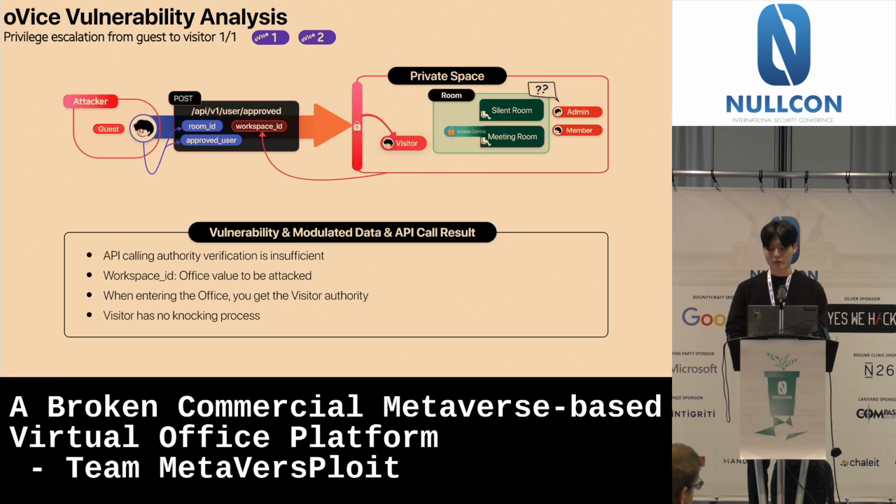The following is a vulnerability for privilege escalation from guest to visitor. The root cause of the vulnerability is the lack of verification of the API caller's permission. When calling the API, the target office value, workspace ID, is modulated with the target workspace ID to request it. If it is tampered with, you can get visitor privileges. At this time, the visitor doesn't need a knock process.